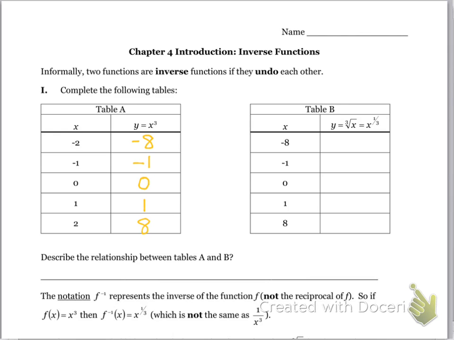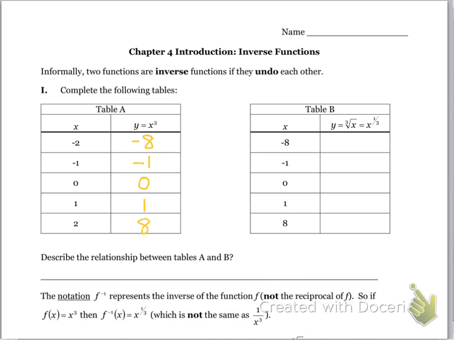Because essentially what I'm doing is saying -2 to the third, -1 to the third, 0 to the third, and 1 to the third. And the only thing to remember is that when you take a negative number to an odd exponent, it stays a negative number. Okay, so then what you needed to do in table B was plug in -8 to this function right here.